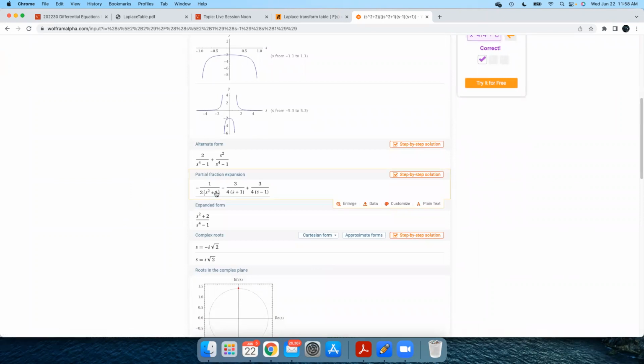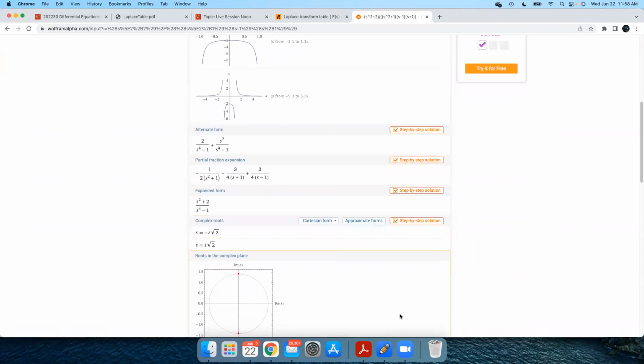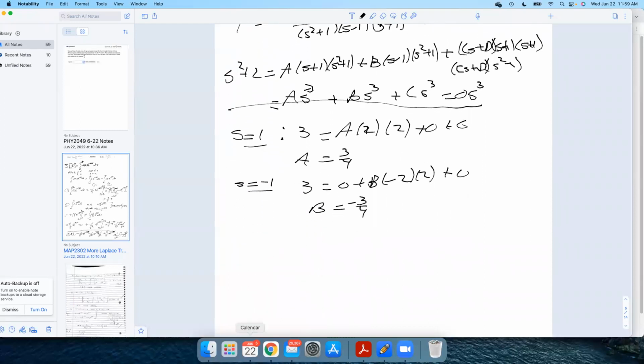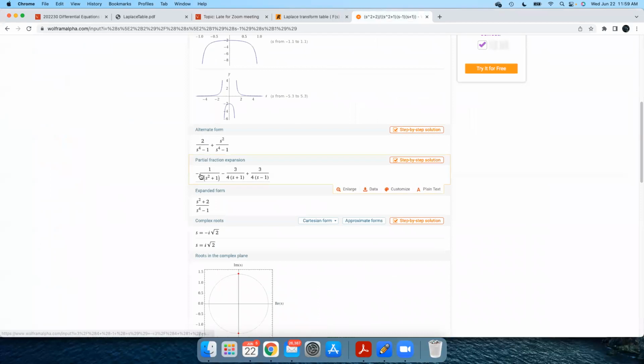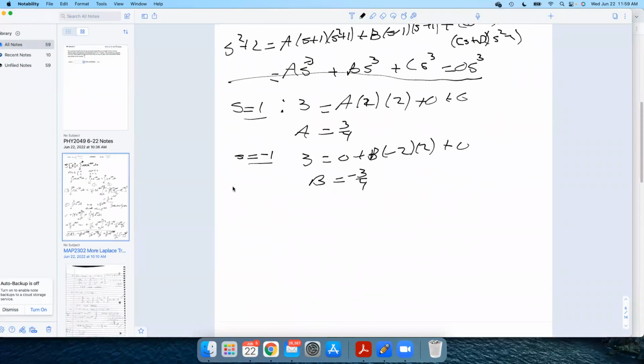Yeah, C was 0. Look, I had A and B right. There's my 3/4, my negative 3/4. C was 0 because there's no S on top. And D was negative 1/2. So I was almost there. Okay, so we've got our partial fraction decomposition. So I'm just going to dot this.